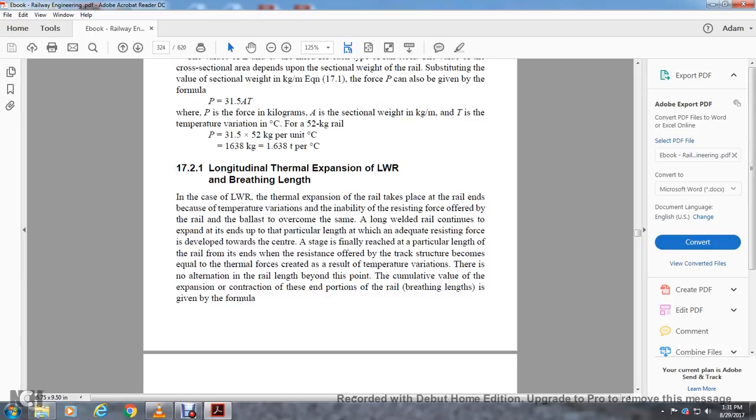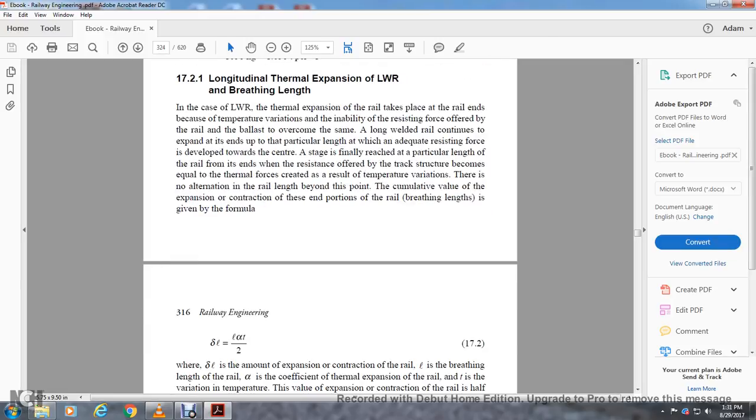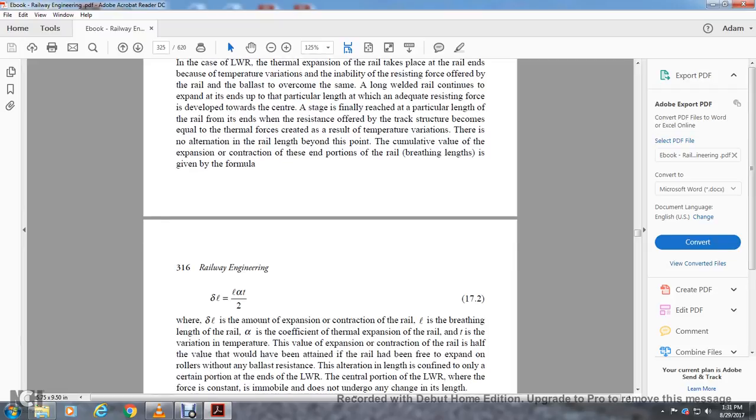The alteration of the rail length beyond this point, the cumulative value of the expansion and contraction of these end portions of the rail, is the breathing length as given by this formula: delta L is equal to L times alpha times t divided by 2, where delta L is the amount of expansion or contraction of the rail, L is the breathing length of the rail, alpha is the coefficient of thermal expansion of the rail, and t is the variation in temperature. The value of expansion or contraction of the rail is half the value that would have been attained by the rail if it had been freely expanded on rollers without ballast resistance.